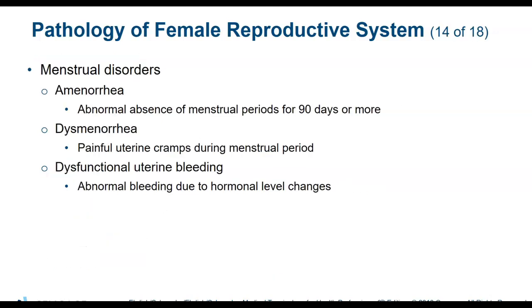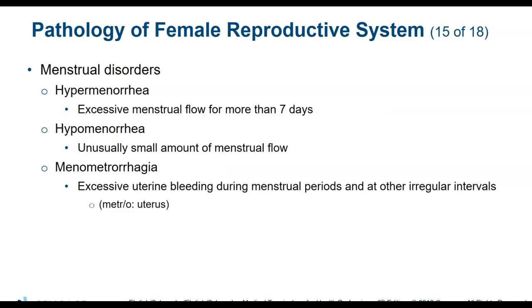Menstrual disorders, we're going to see amenorrhea. That means we have an absence of the menstrual period for 90 or more days. Dysmenorrhea is painful uterine cramping during the menstrual period. And dysfunctional uterine bleeding is abnormal bleeding due to hormonal level changes. Hypermenorrhea is an excessive menstrual flow for more than 7 days.